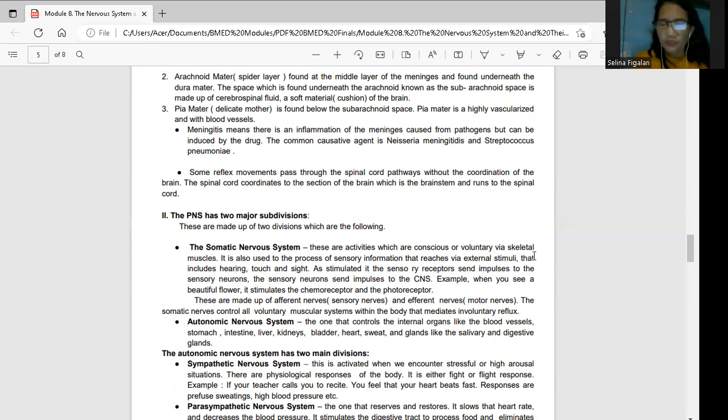So pag hindi mo yan itupi ang iyong knees, that is under the somatic nervous system, hindi siya gagalaw. Okay, pag hindi mo, like for example, kinagat ka ng langgam, tapos sinayaan mo lang siya, that is under the somatic nervous system kasi that is voluntary. But when you say autonomic nervous system, that is uncontrollable.